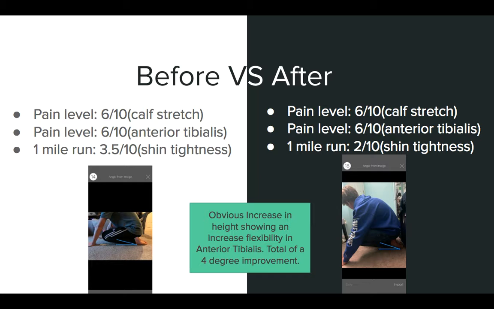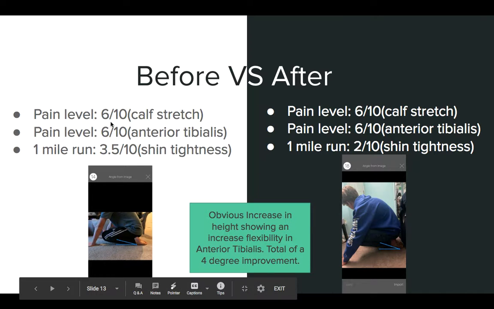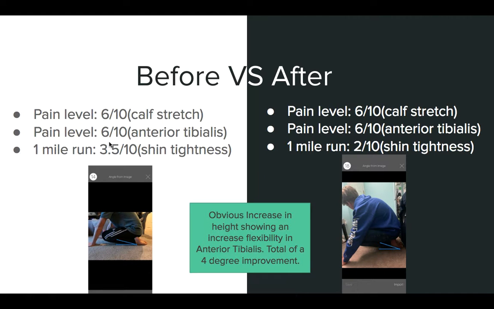Before versus after. So in the before, for pain level for the calf stretch, he rated a 6 out of 10. For the tibialis anterior, he rated a 6 out of 10. And then for the 1 mile run, he rated a 3.5 out of 10 for shin tightness. As for the after, he rated the calf stretch a 6 out of 10 and the tibialis anterior stretch a 6 out of 10. So no improvement there, but I wasn't really expecting any because it doesn't really matter how hard he goes. And then for the 1 mile run, he rated a 2 out of 10 for shin tightness. Overall showing an improvement there with flexibility.